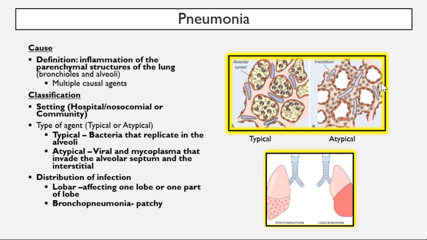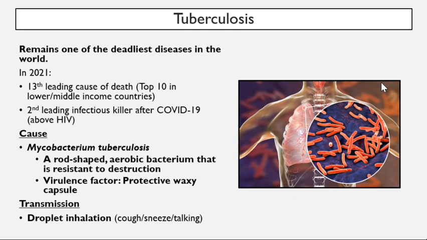And then it's also about the distribution of the infection. Is it only contained within one lobe, or is it all over the place? Is it patchy, or is it full? There are just different descriptions of what pneumonia is. So tuberculosis is one of the things that causes pneumonia.